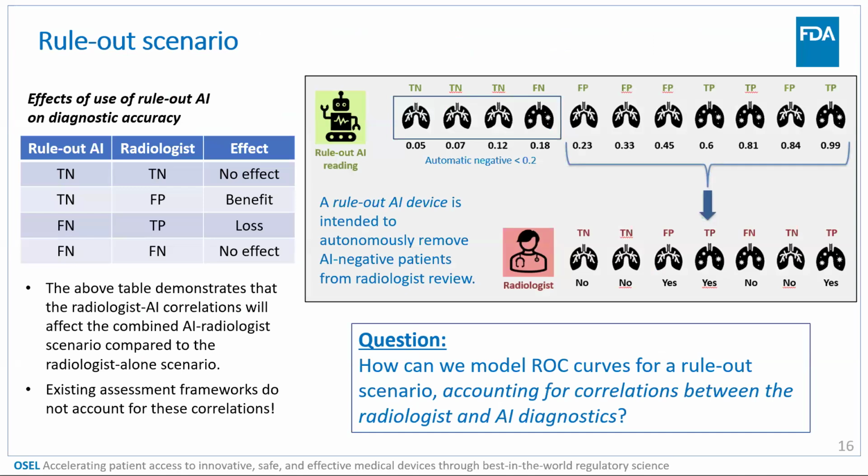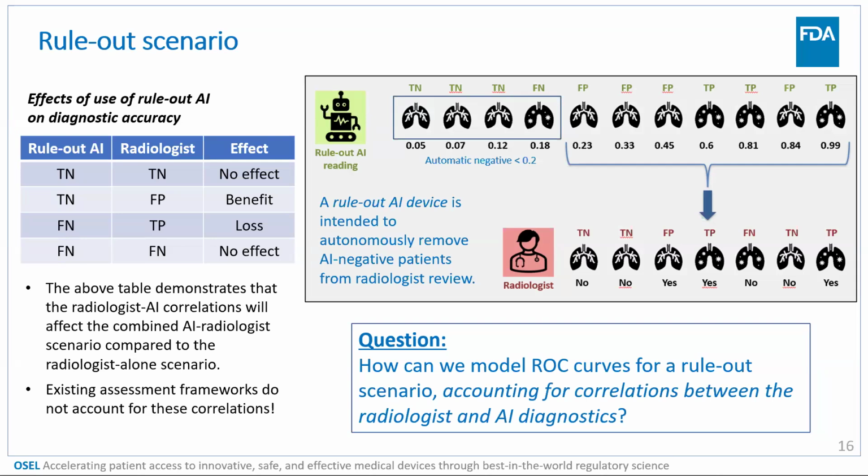So I mentioned rule out devices, but I haven't said anything about what this means. A rule out AI device is intended to autonomously remove AI negative patients from radiologist review. So this is just a little graphic explaining how this may work. Maybe an AI outputs scores from 0 to 1 and the rule out threshold is 0.2. Then every image with a score less than that threshold is deemed automatically negative by the AI device and not seen by a radiologist.